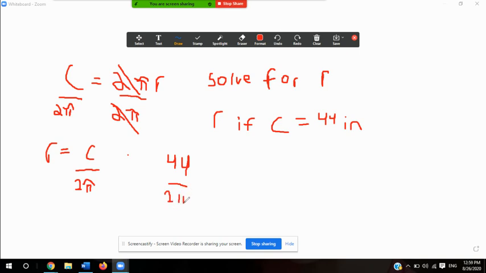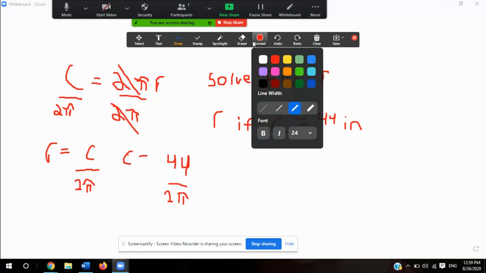Now, you obviously need a calculator for this exercise. And of course, this is, I'm sorry, not C, r equals. Let me erase that.